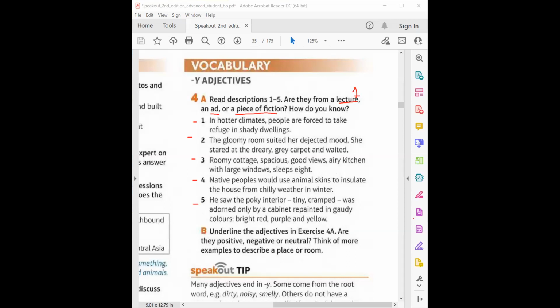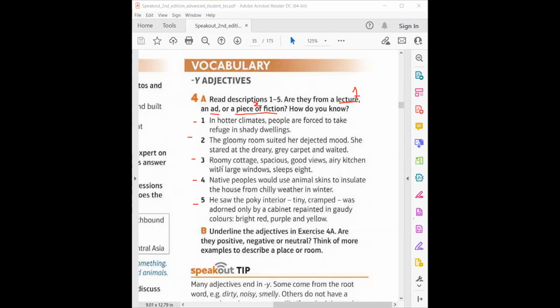Now, next one, you can do it, Tartil. "The gloomy room suited her dejected mood. She stared at the dreary grey carpet and waited." I feel like it's a piece of fiction. That's correct. Why? It's like a story, you know, when you read a book, they tell these details a lot. They used the past tense and described like a story. It's a piece of fiction, number 2.